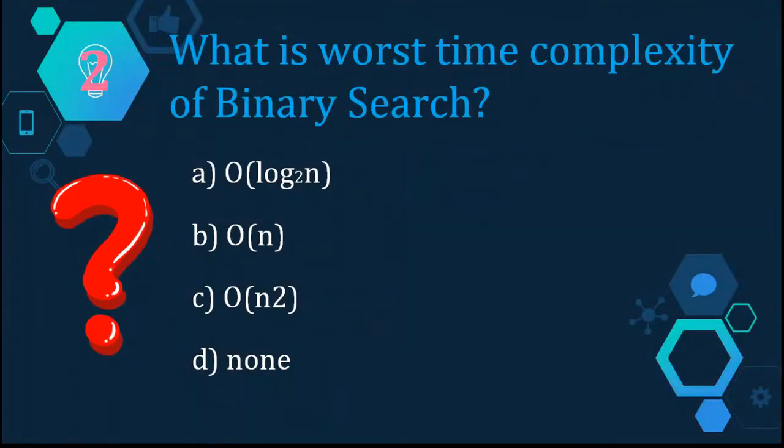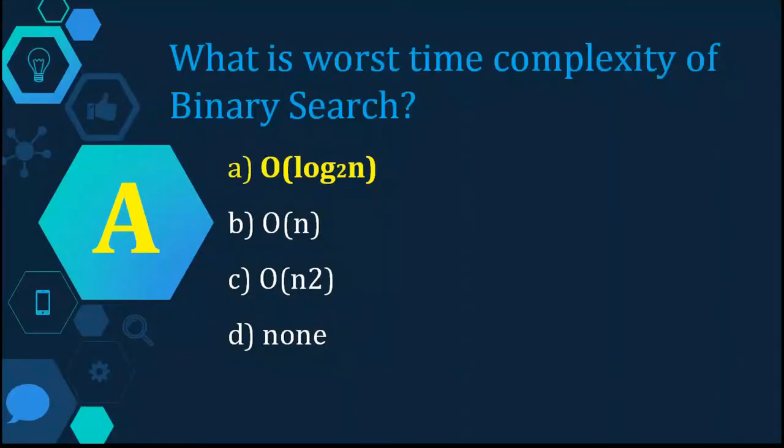Now coming to the next question, what is the worst time complexity of binary search? Option A is big O of log n base 2, B big O of n, C big O of n square, and D is none. Now let's see the answer. So the answer is big O of log n base 2.